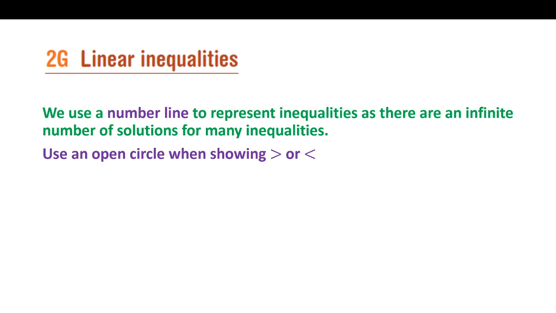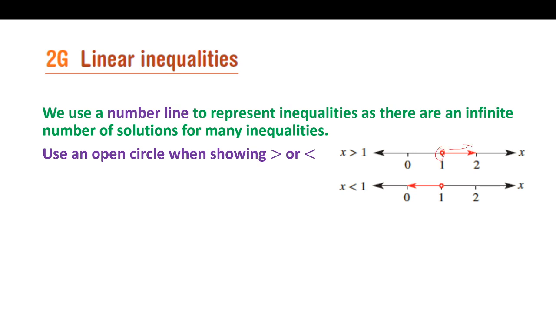When we draw these on the number line, we use an open circle when showing less than or greater than. If we have a look over here, we've got x is greater than 1. So we put a circle where the 1 is and then draw an arrow pointing in the direction of the other numbers. And then for less than, the second one, we've got x is less than 1, so we put an open circle on the 1, and we point to all the numbers that are less than 1.